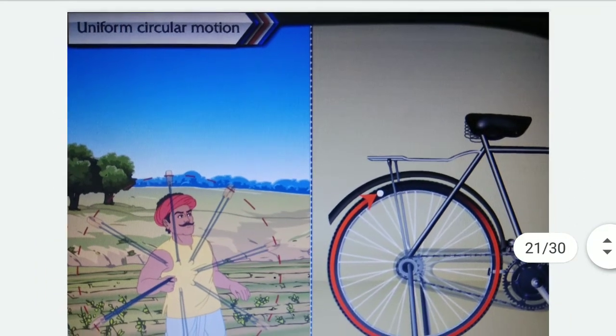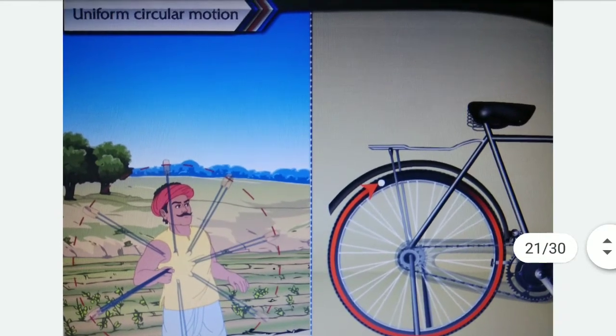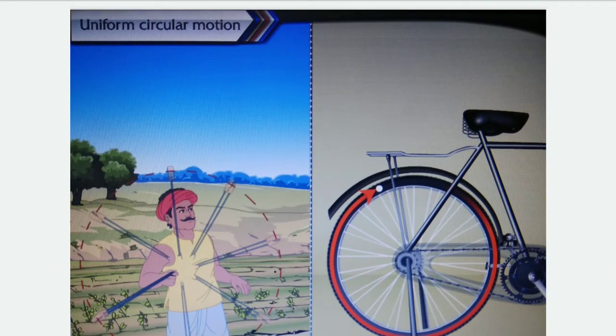Here are 2 examples shown in the picture of uniform circular motion. In the left side picture, you can observe the motion of a stone in a sling. On the right side picture, you can see any point on a bicycle wheel when it is in motion.